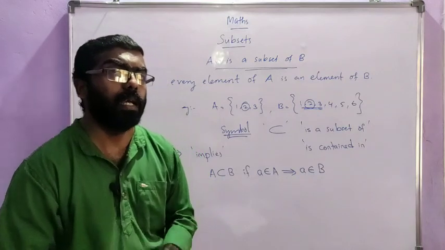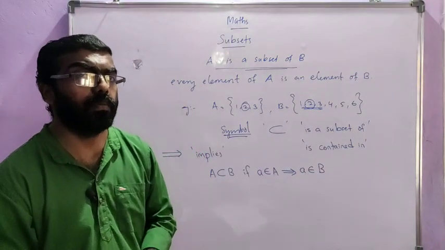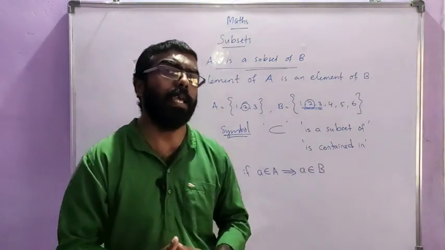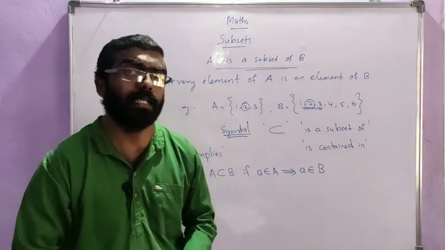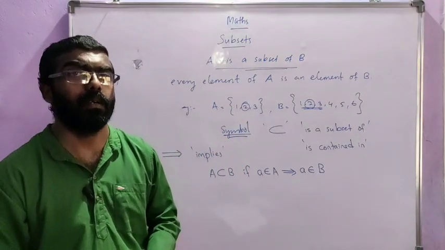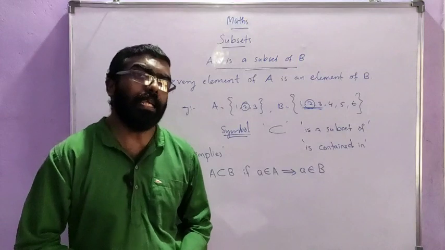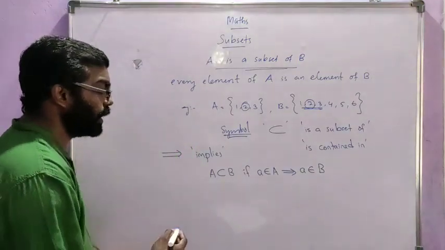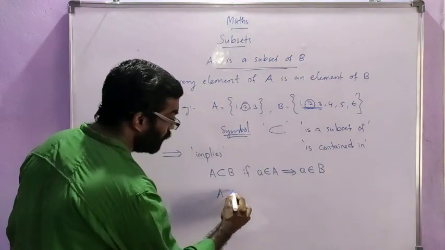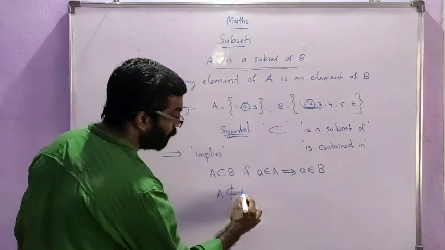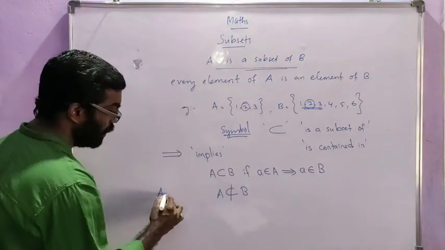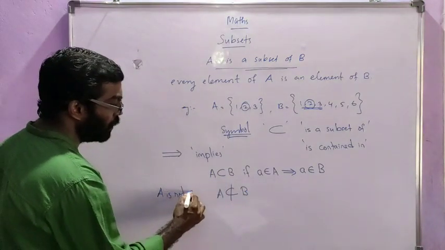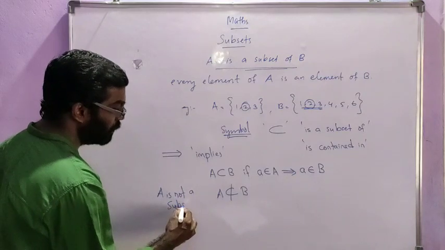I repeat, A is a subset of B means every element of A is an element of B. Clear? And if A is not a subset of B, we write A not a subset of B.